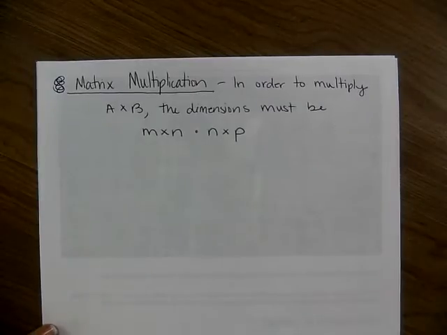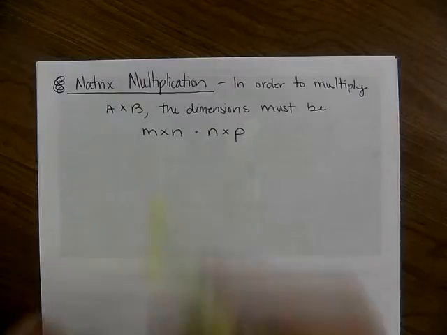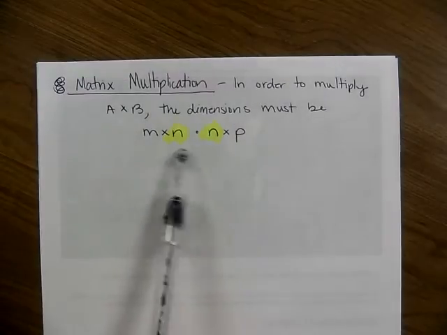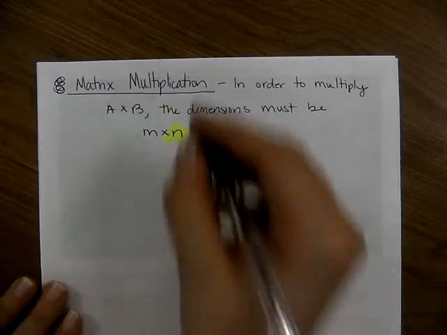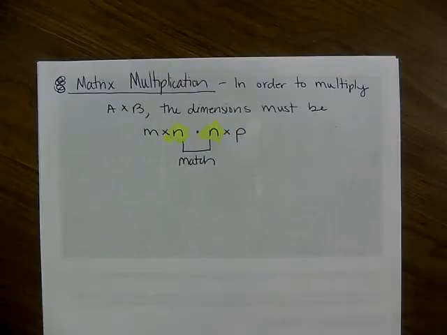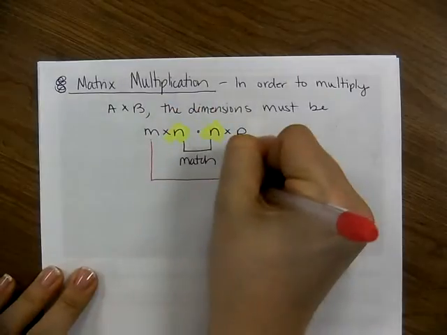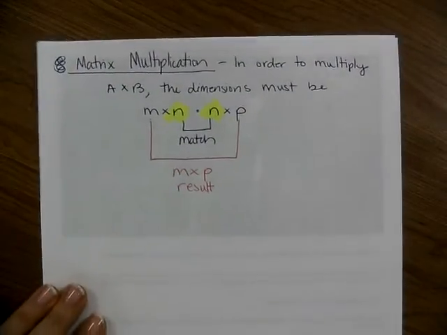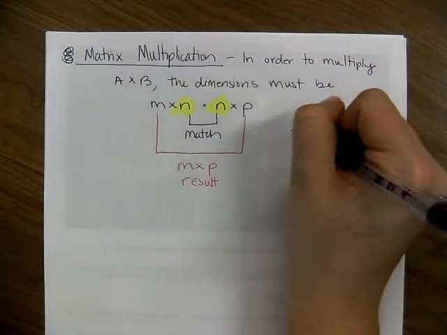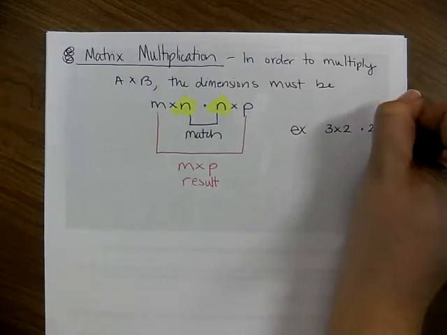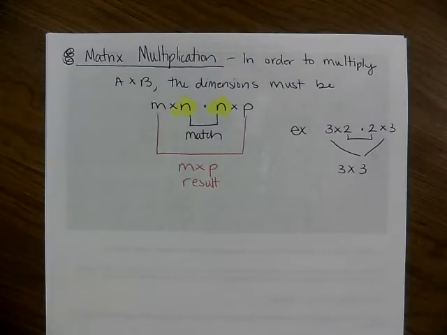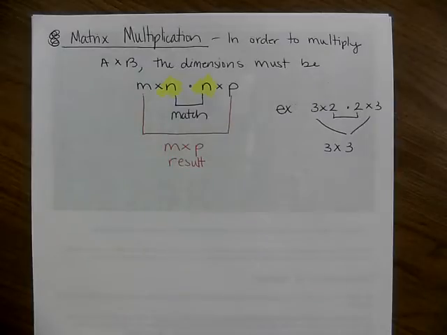Here's the deal. These have to match. If they don't match, you cannot multiply. So the number of columns in the first one has to match the number of rows in the second. If not, you cannot multiply. Now, once you multiply them, the result is an m by p matrix. For example, you could take a 3 by 2 and multiply it by a 2 by 3 because the 2's match, and it would result in a 3 by 3 matrix. Does that make sense? That is the key to multiplication. If they don't match, there is no solution. It's not possible.